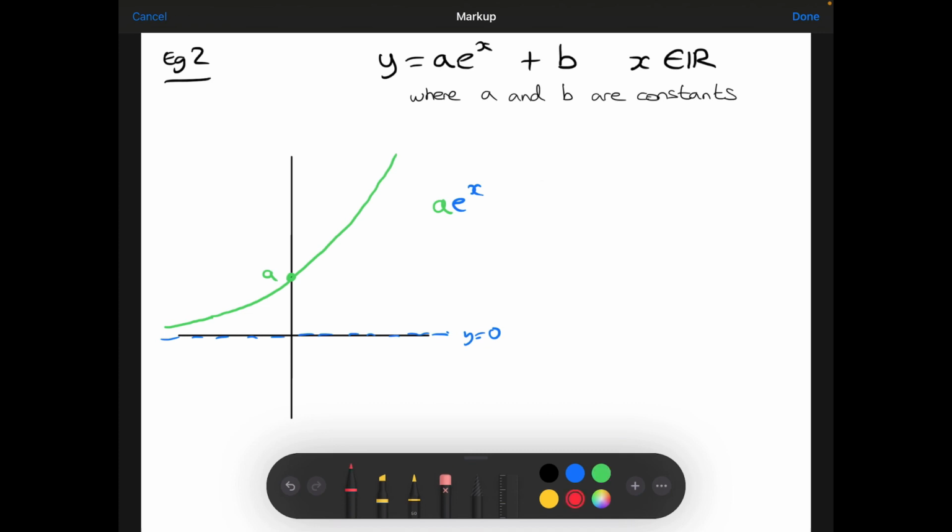And then when I add the b to that, that's going to shift the graph up b squares in the y direction. So my asymptote is now going to become y equals b. My y-intercept is going to become a plus b. And from there, we can hopefully draw the rest of it in.